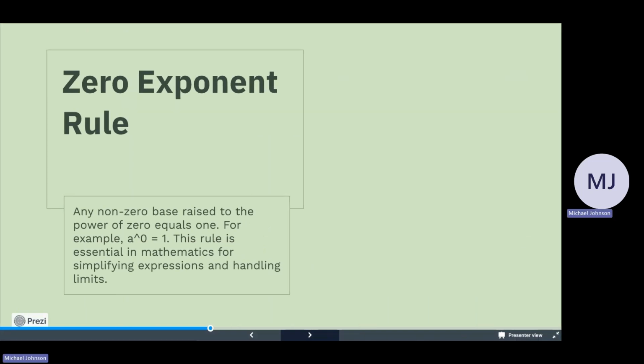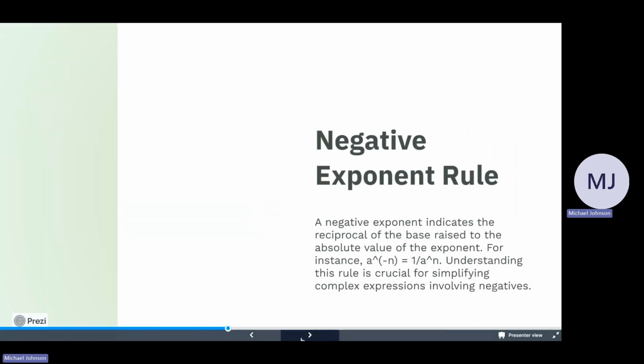Any non-zero base raised to the power of 0 equals 1. For example, a to the 0 equals 1. This rule is essential in mathematics for simplifying expressions and handling limits.